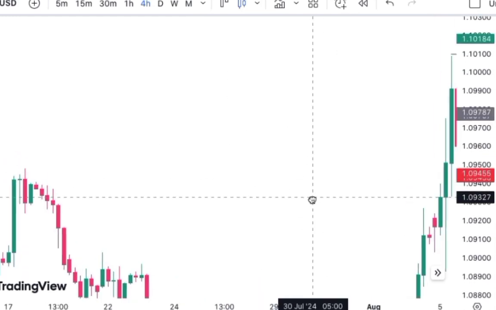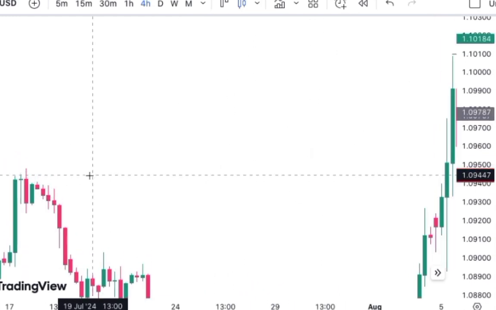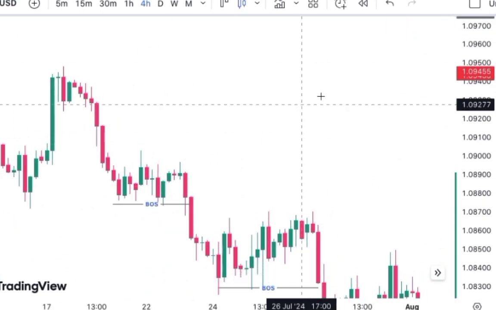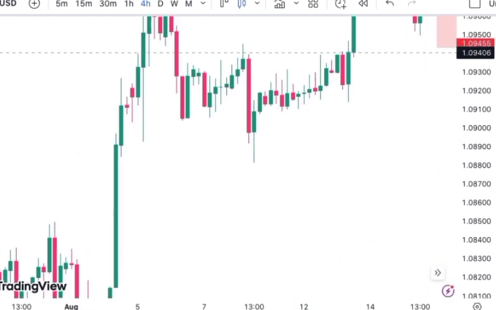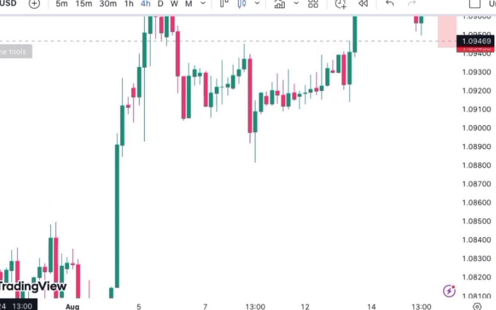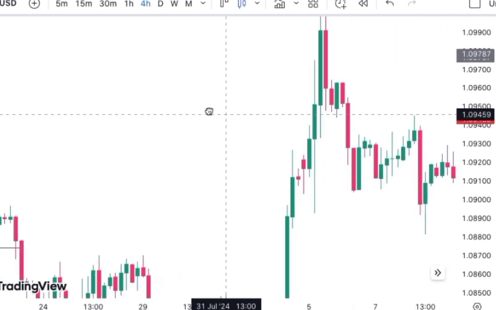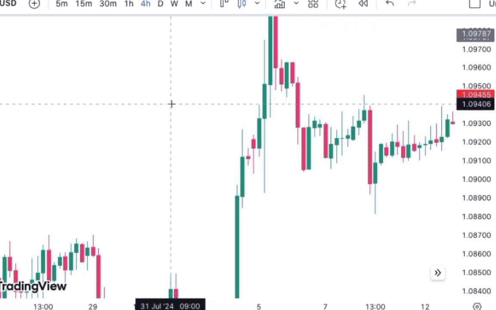And then the overall high, which was this, it took it out, telling you that it broke structure to the downside and it took out the inducement. The low that breaks the high is the inducement, so it takes out the inducement. The moment that is done, then you're ready to enter your buy.